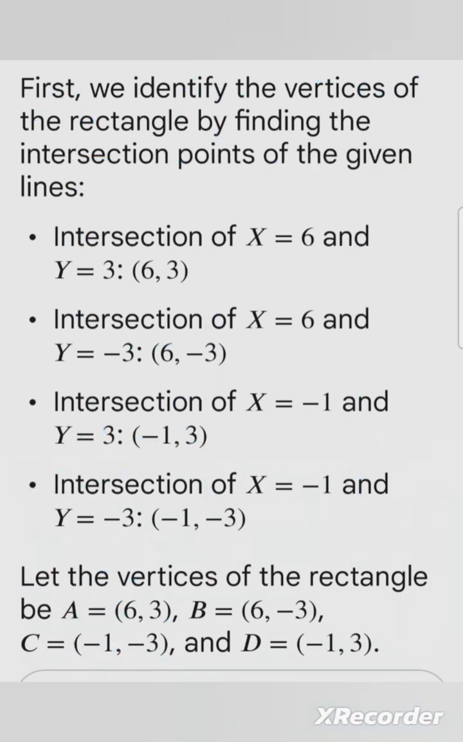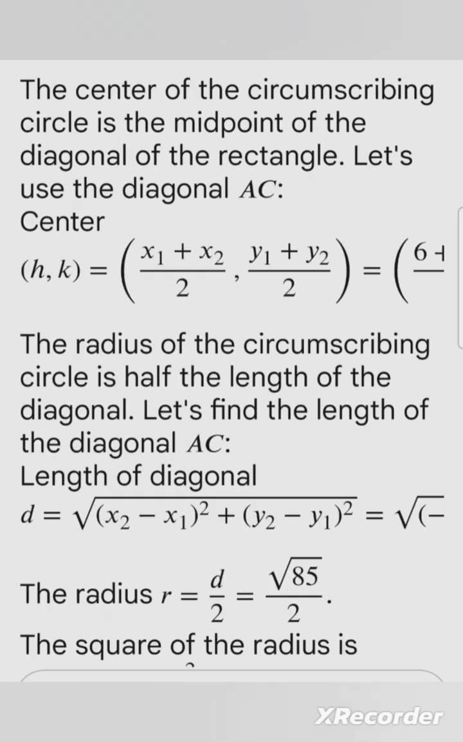Now, if a circle is circumscribing a rectangle, then the diameters will be what? The diagonals of the rectangle, isn't it? The diagonals will be the diameter of the circle. So we have to go either by the diameter formula or the standard formula of the circle. So first you locate one of the diagonals, say we are considering the diagonal AC. That means what? The center of the circumscribing circle is the midpoint of the diagonal AC.